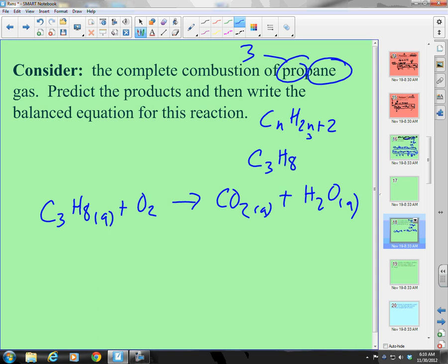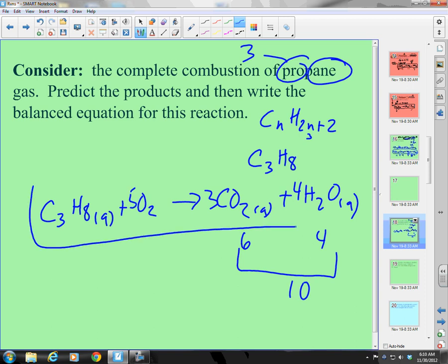And let's balance this. I need 3 carbons and 8 hydrogens, so 4 of these. 4, 6, looks like that is 10 oxygens, so 5. Hey, that's an easy balancing. Excellent. I hope you all did well in that. Last one for today. Give it a shot.